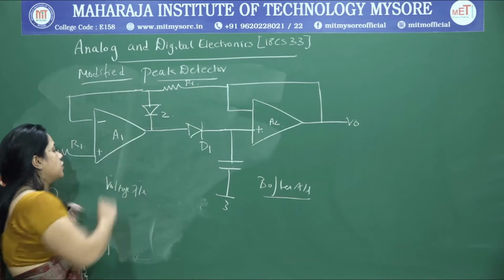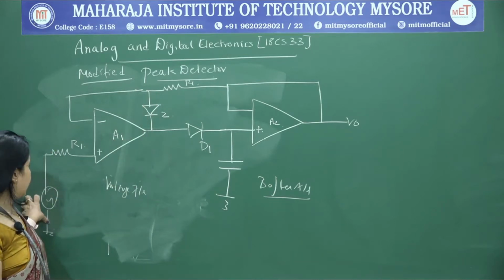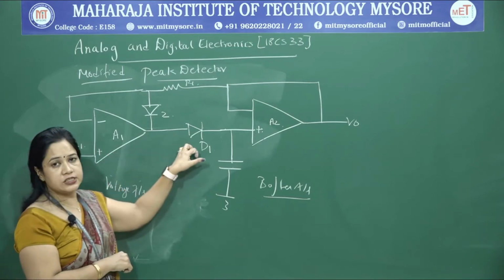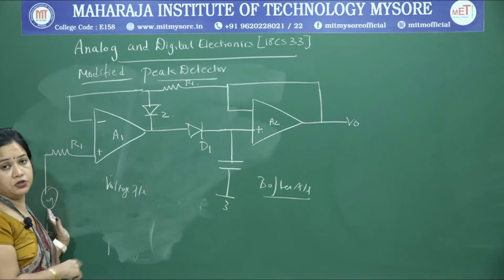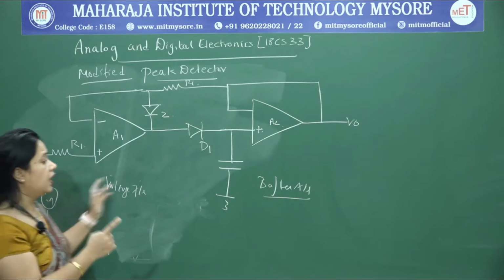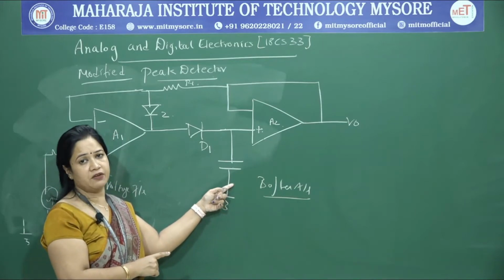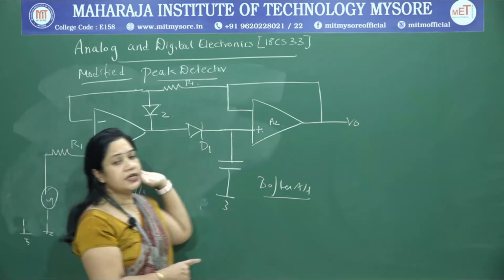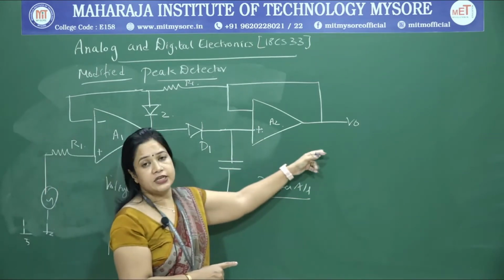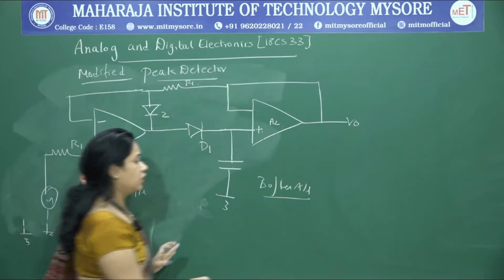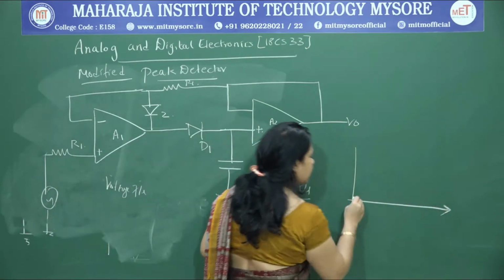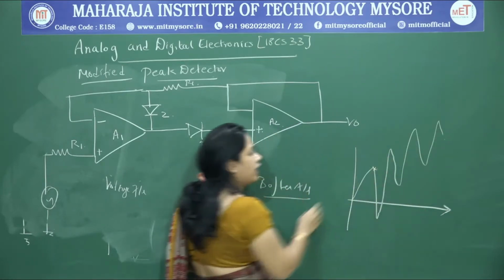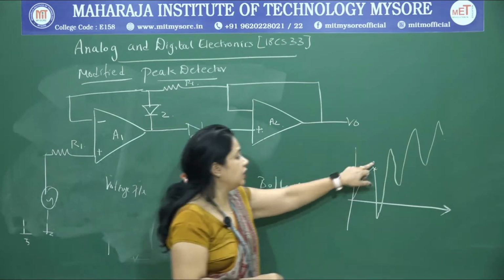So, as usual, your input is fed into the non-inverting terminal of the first op-amp, and your diode is forward biased when the input signal is positive. As a result, the capacitor is charged to the peak value. This capacitor discharges through the non-inverting terminal, and because it is connected as a voltage follower, the output is retained at the positive peak. So, every time the peak value changes, your V0 changes to the new peak.